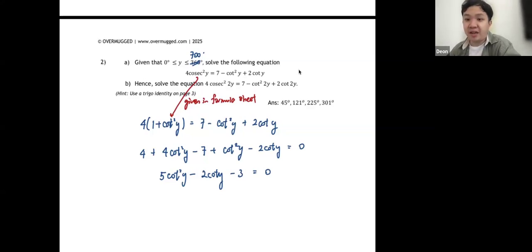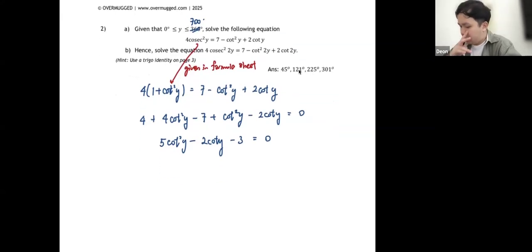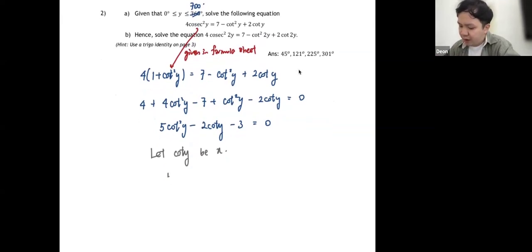Okay, simple algebra, adding and subtracting, so I won't touch too much on it. Now we're going to let it be x, because we're using y already, so we don't use y. So let cotangent y be x. Okay, so 5x squared minus 2x minus 3 is 0.